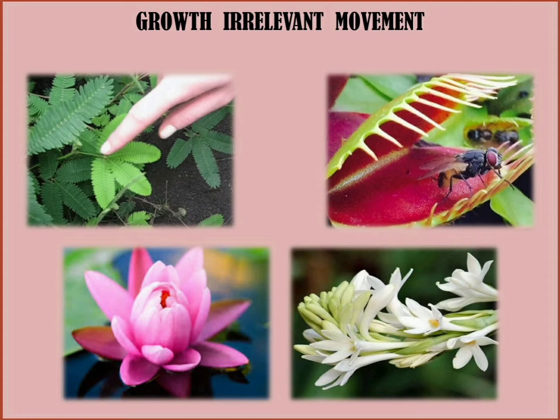Then there are certain plants like the last example over there, the white flowers that you see. It is called tuberose. In Hindi, it is also called the Rajnigandha flower. It smells beautiful. The movement which this plant shows is that the flowers of this plant open up only at night. They do not open up during the daytime. So these are some examples of movements which are shown in plants, but these movements do not affect the growth of the plant in any way. So these movements are all called growth irrelevant movements.